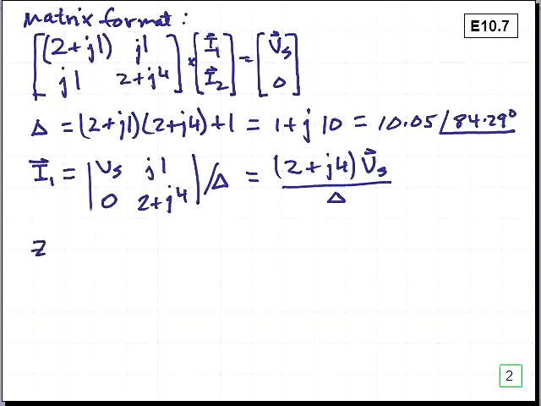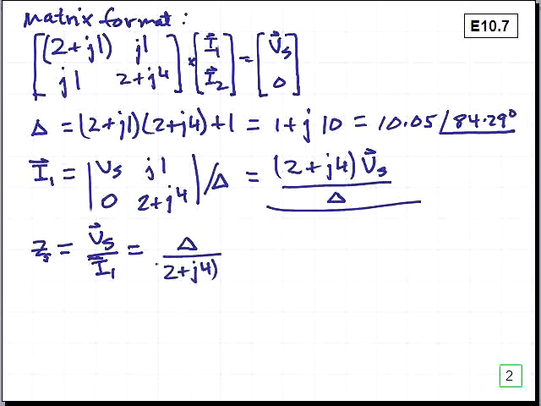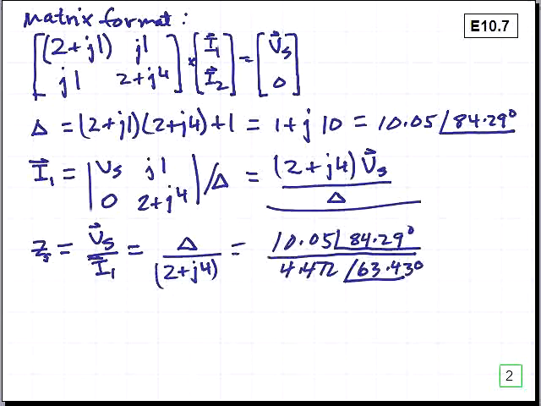Now we can write that the impedance that the source will see, Z sub S, is equal to V sub S divided by this current I1, which we've written the expression for. And this is equal to delta divided by (2 plus j4), which is equal to delta divided by the polar form of that 2 plus j4 expression, or Z sub S is equal to 2.25 at an angle of 20.86 degrees ohms.